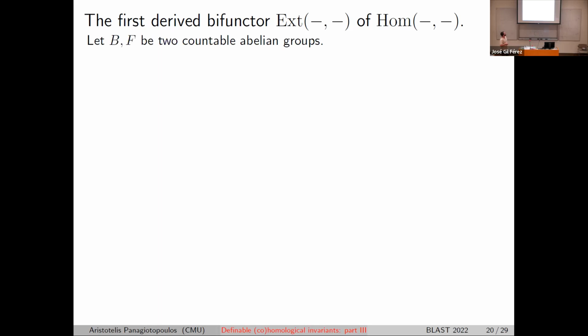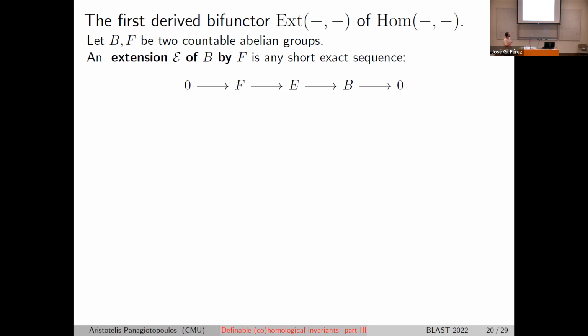slowly here, okay? So, let's start with two countable abelian groups, B and F, right? And an extension of B by F is a short exact sequence like that. So B is given, F is given, and you want to try to find something in the middle that surjects to B, but when you look at the surjection, the fiber, the kernel, looks like F, right? So the letters here are not chosen by accident. B stands for base, and F stands for fiber.